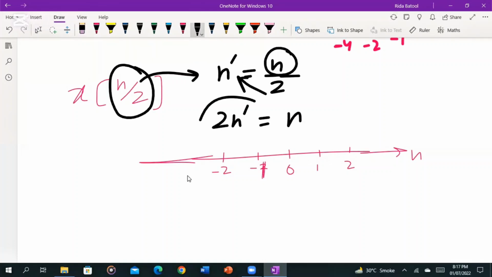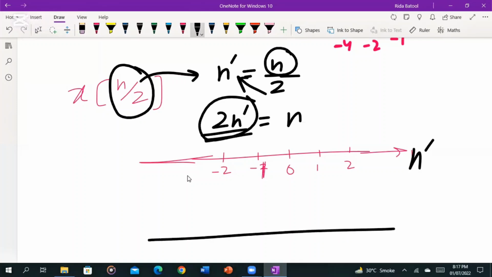Now look at this. Now you have to multiply every value of n. You have to name this as n dash, and the new axis will be n. The previous axis will be n dash. So this is how you can do it.